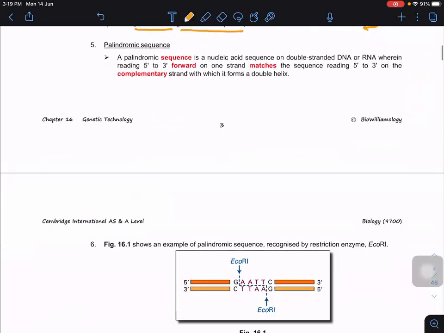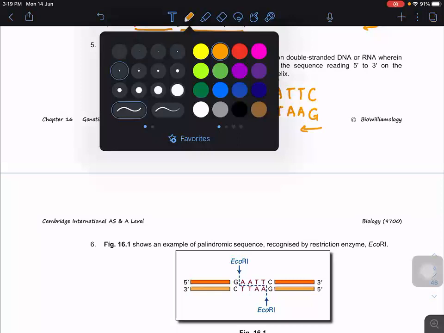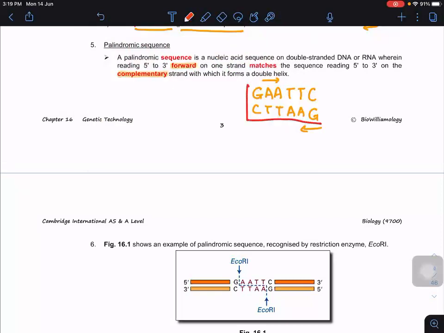So this is what it means, this palindromic sequence. When we talk about a palindromic sequence, basically, when you read it in the forward direction, it matches with the complementary strand. Like what I said, first you have GAATTC in the forward direction. When you read it in the backward direction, also GAATTC. Do you realize that? So this kind of sequence is known as a palindromic sequence. This sequence will be recognized by a particular restriction enzyme, and then they're going to cleave it.